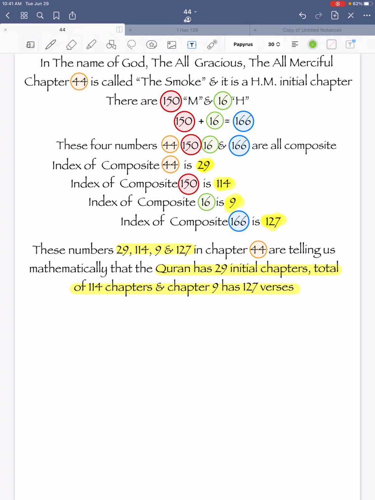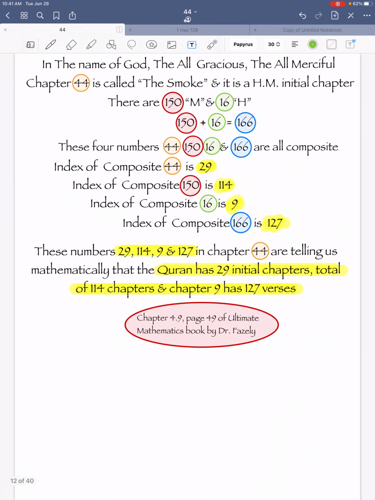This information is in chapter 4.9, page 49 of Ultimate Mathematics book by Dr. Fazali. This book is available on his website and is also available on the internet for free to download.